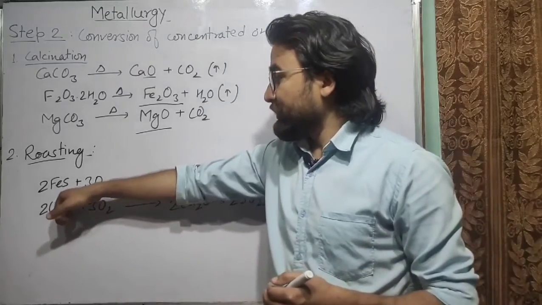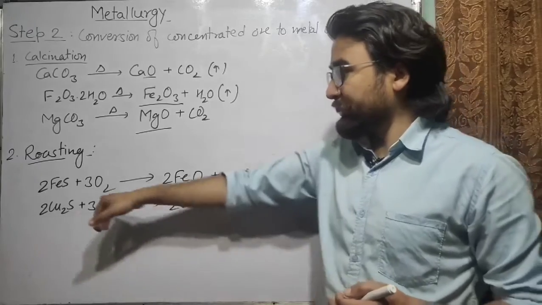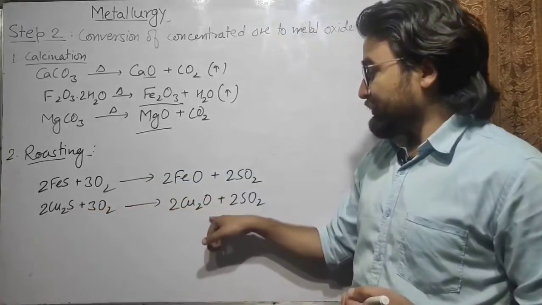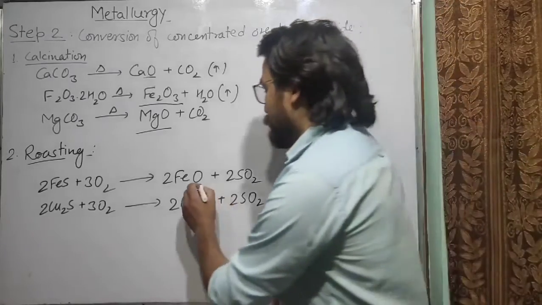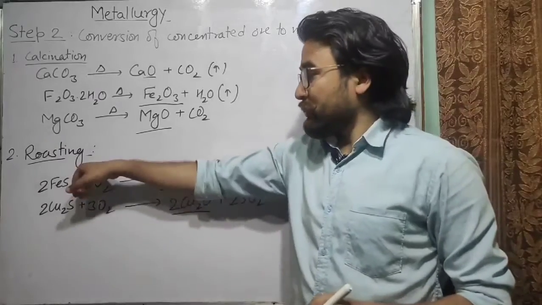So you can see the example, FeS will give FeO plus SO2 on heating with air. Similarly, Cu2S plus 3O2 will give Cu2O plus SO2. So from here we can also get metal oxides. So what is roasting?